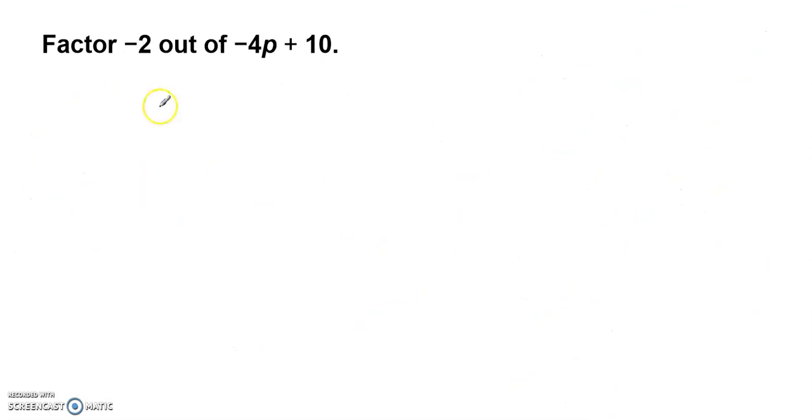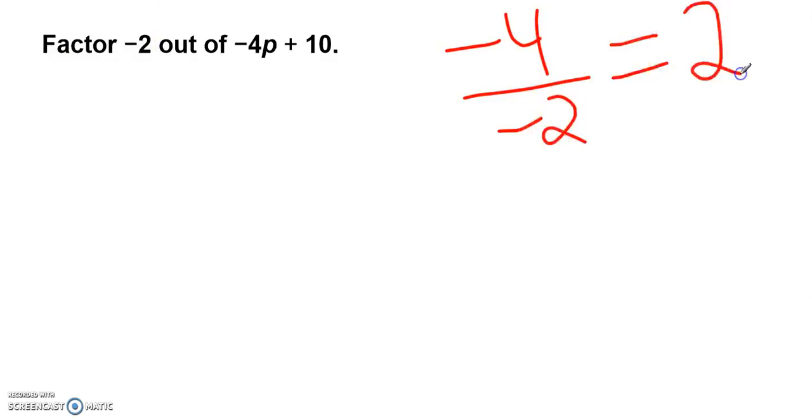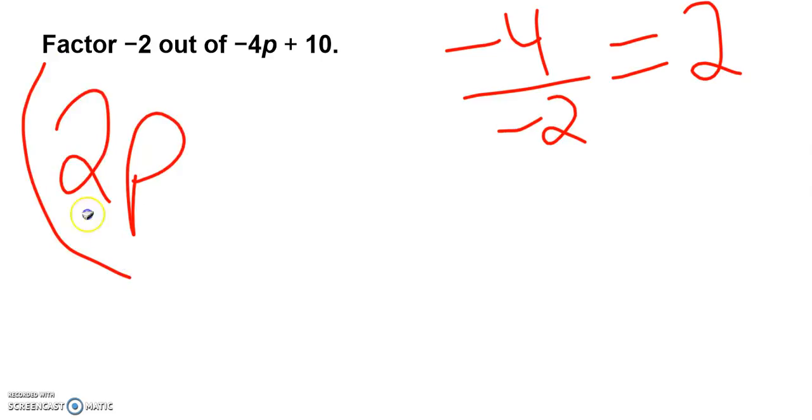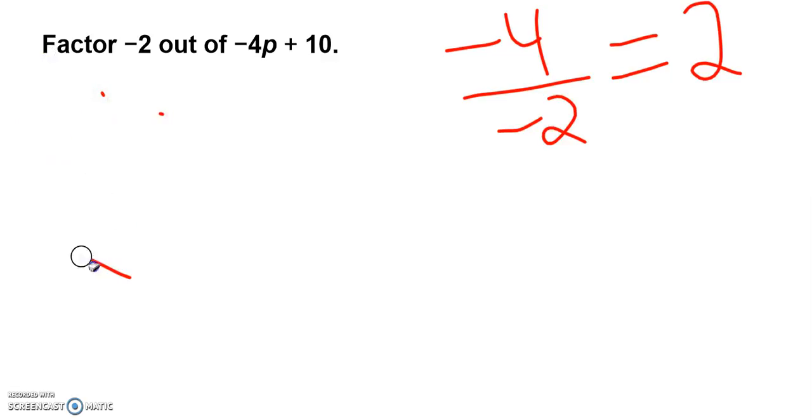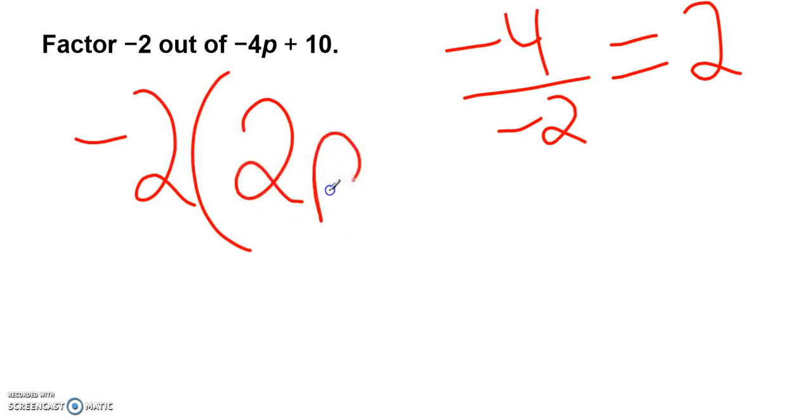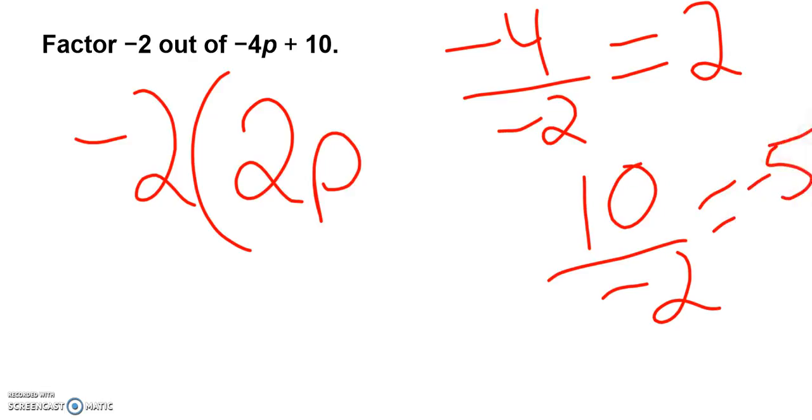And this says factor out a negative 2. It tells us what to do. So negative 4 divided by negative 2 gives me 2, because a negative divided by a negative is a positive. So negative 2, and you're left with 2p, and then 10 divided by negative 2 is going to give me negative 5, because a positive divided by a negative is a negative, so plus negative 5.